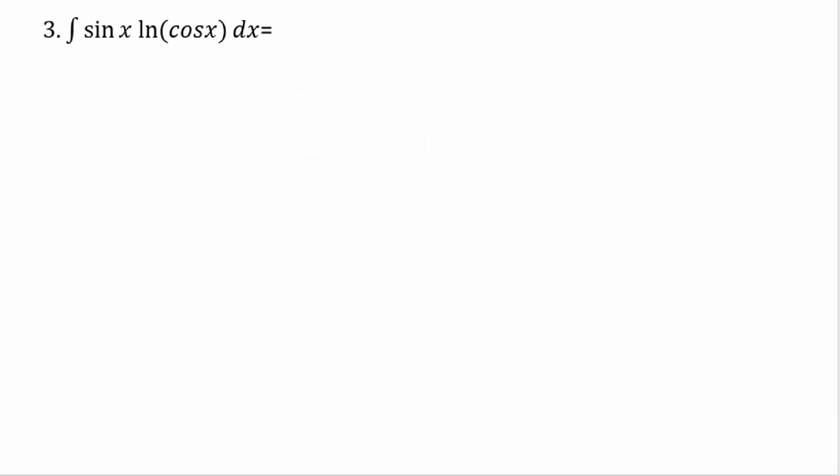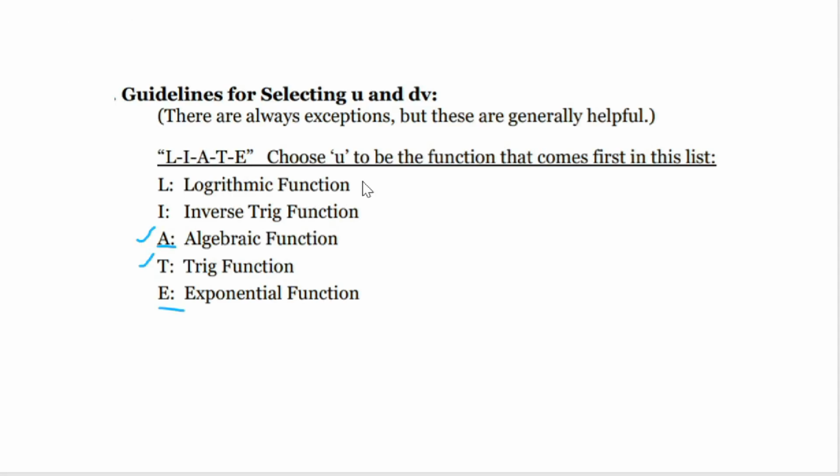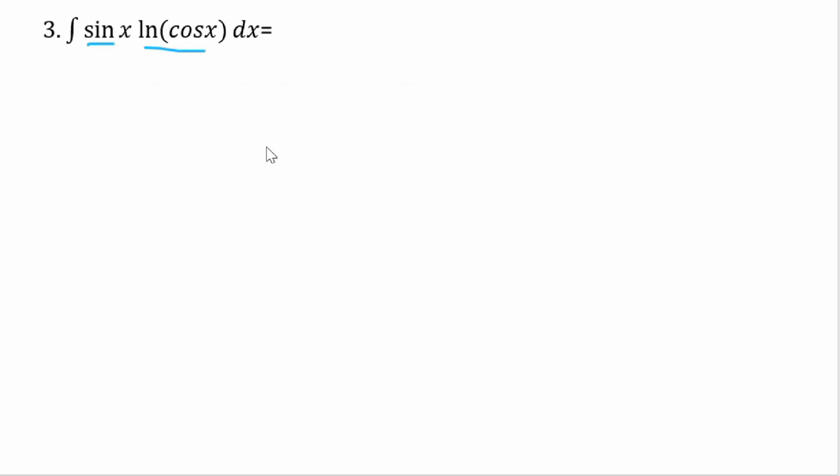In number 3, we have the integral of sine x ln of cosine x dx. So we have here the trigonometric function and the natural logarithm. According to the acronym that we are going to follow, we choose now the logarithmic function compared to trigonometric function. So we choose now u as the logarithmic function. In this example, our u now here is ln of cosine of x, and then dv is the remaining terms, which are sine x dx.